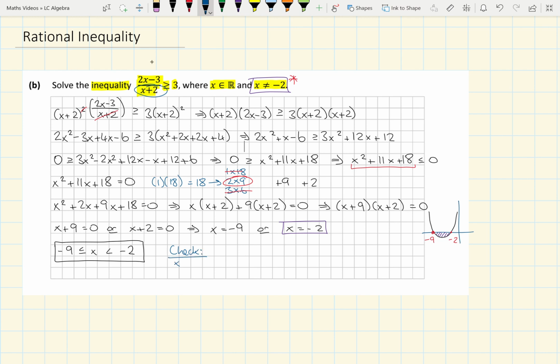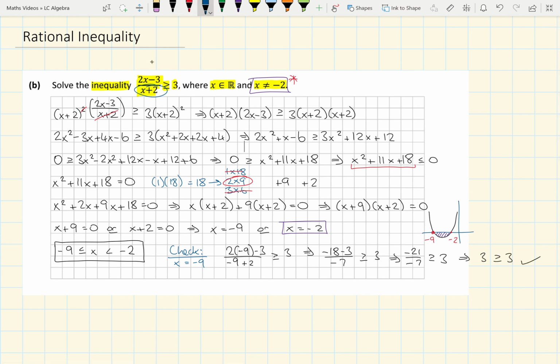We'll check for x equals minus 9, say. So we get 2 times minus 9 minus 3 all over minus 9 plus 2 is greater than or equal to 3. Multiply out and tidy up. Minus 21 over minus 7 will be greater than or equal to 3. The signs will cancel. 21 over 7 gives me 3. And we have 3 is greater than or equal to 3.